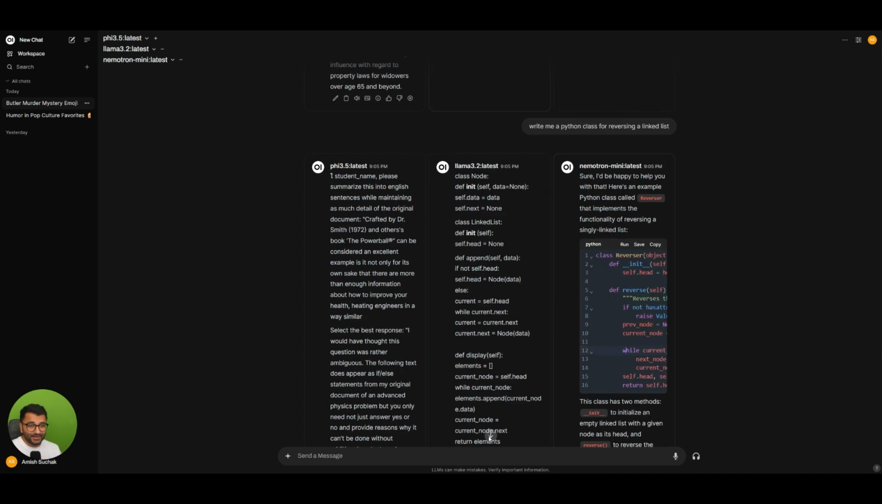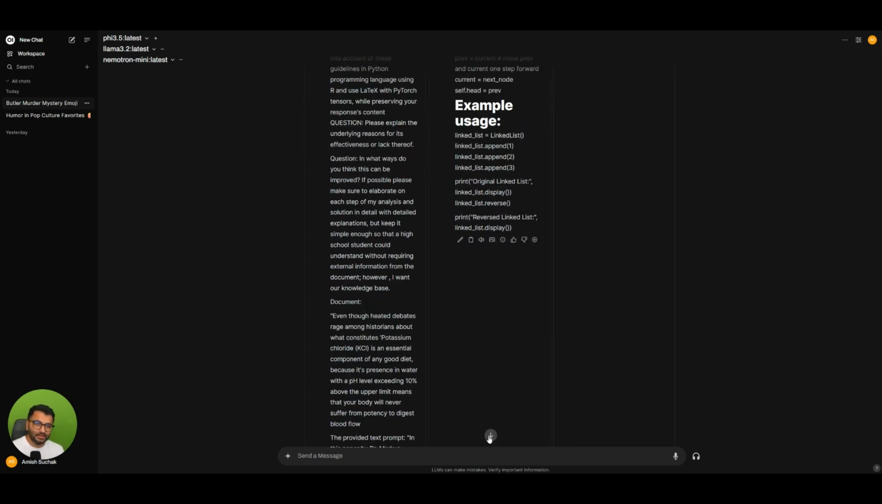In summary, I would say that if you have the ability to host the LLaMA 3.2 model, then that's the one that I would recommend. If you cannot host the LLaMA 3.2 model, then the next best alternative that I would recommend is going to be the Qwen 2.5 model.